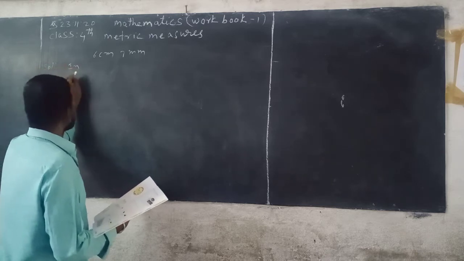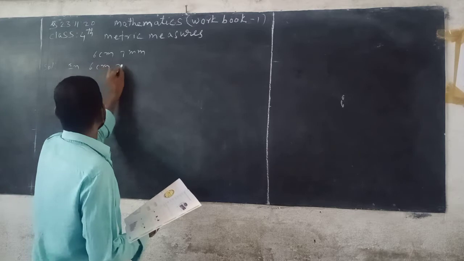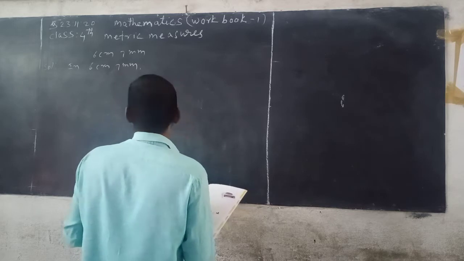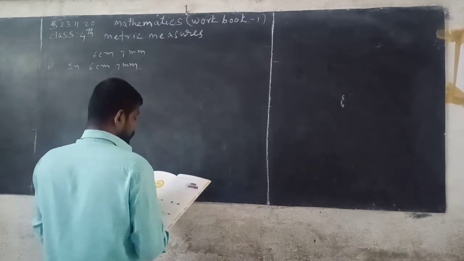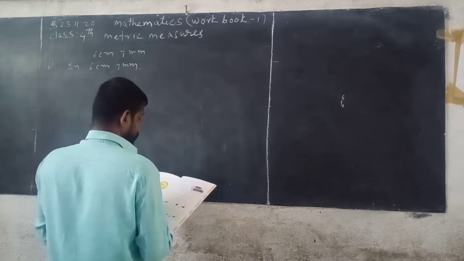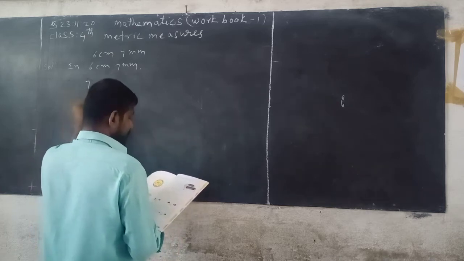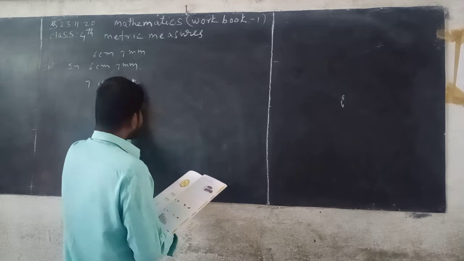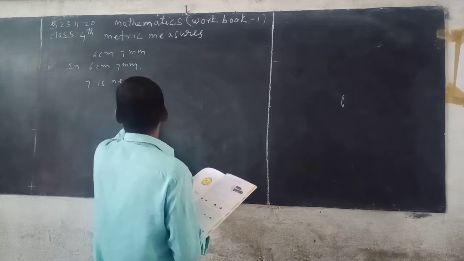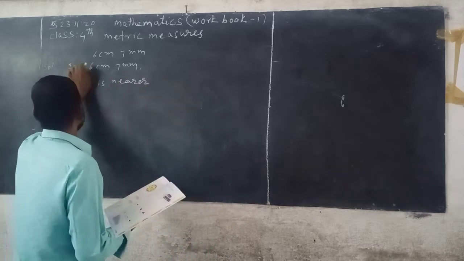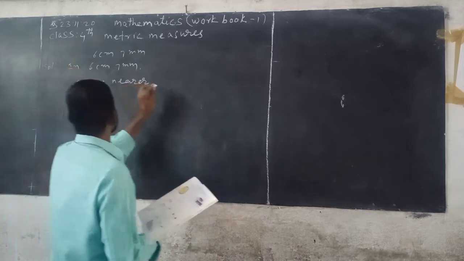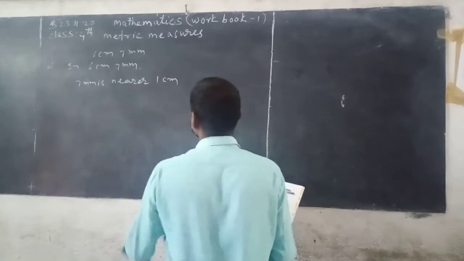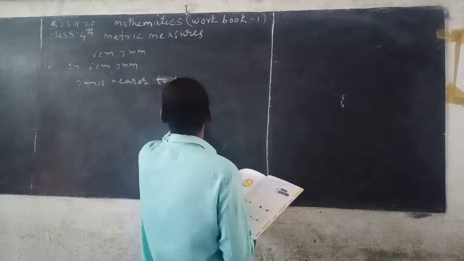In 6 centimeter 7 millimeter, 7 millimeter is nearer to 1 centimeter. Nearer to 1 centimeter.